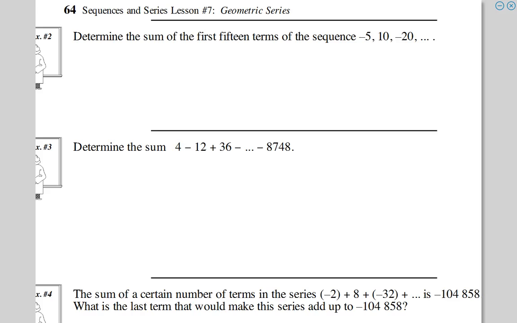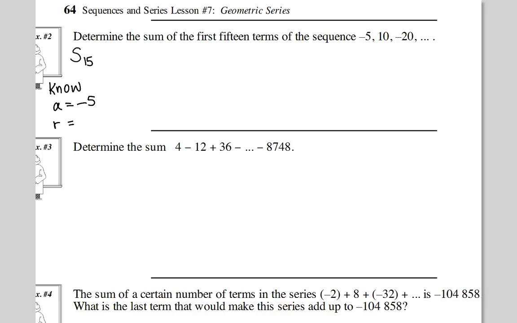So let's take a look at the first question, class example 2. It says determine the sum of the first 15 terms. So what are you looking for? S15. That's the goal. Okay. So what do you know from this sequence? Good. A is -5 and R.